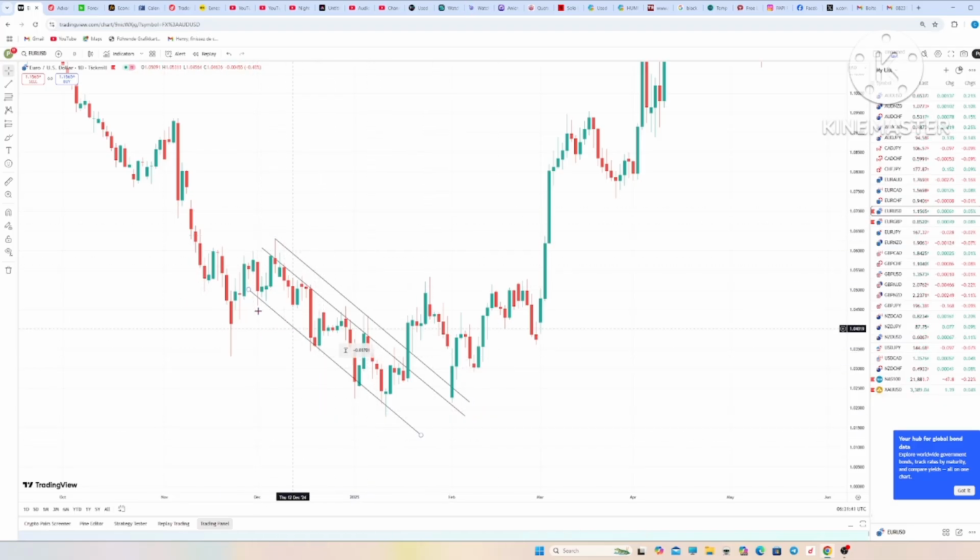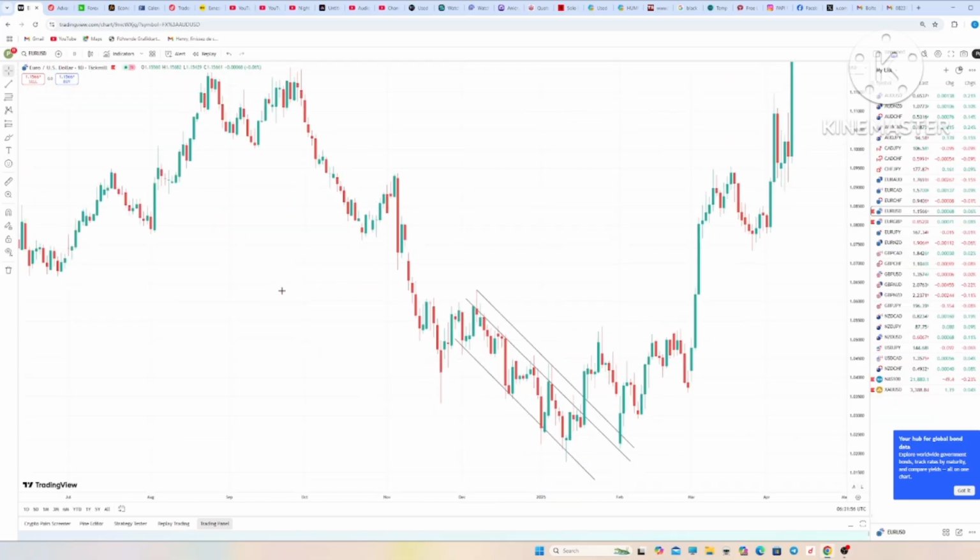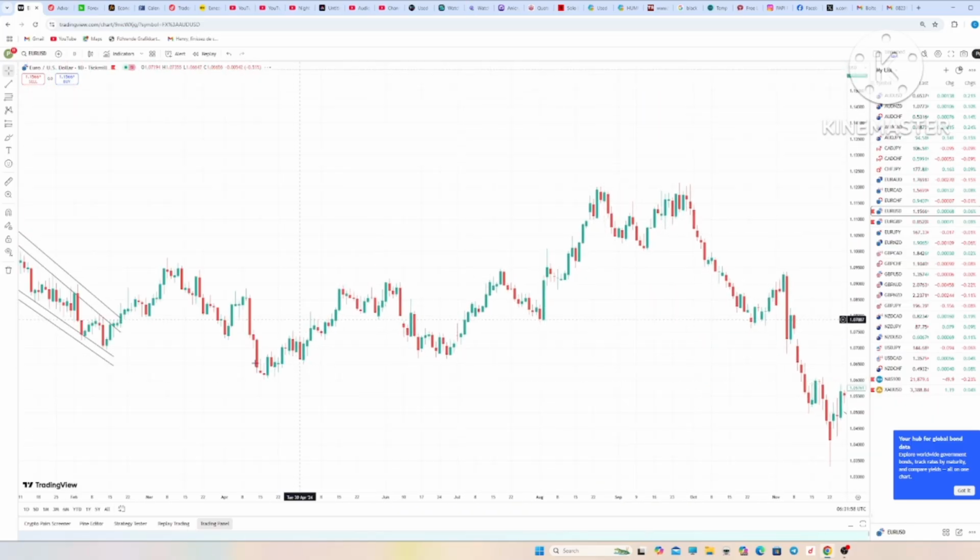But the structure is a reversal structure or correction, which is a descending channel. So what I'll be focusing on is for price to break out of the trend lines above, the inner and the outer trend lines. Okay, so let me take you to some examples, and you see how effective this concept is.